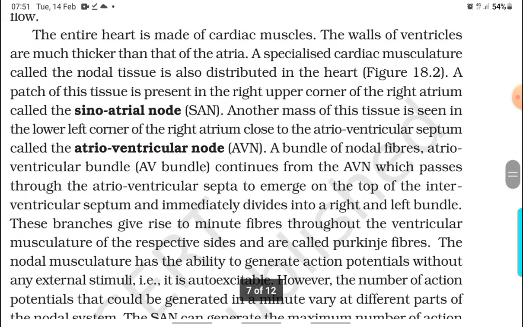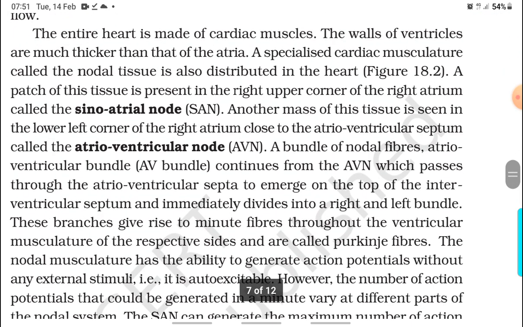The entire heart is made up of cardiac muscles. The walls of the ventricles are much thicker than those of the atria. A specialized cardiac musculature called nodal tissue is also distributed in the heart. A patch of this tissue is present in the right upper corner of the right atrium, called the sinoatrial node, SAN. Another mass of the tissue is seen in the lower left corner of the right atrium close to the atrioventricular septum, called the atrioventricular node, AVN.